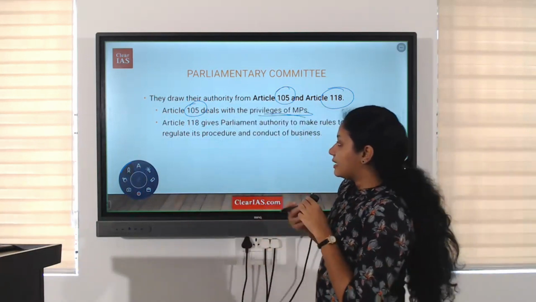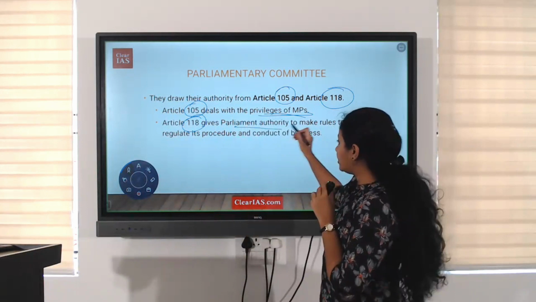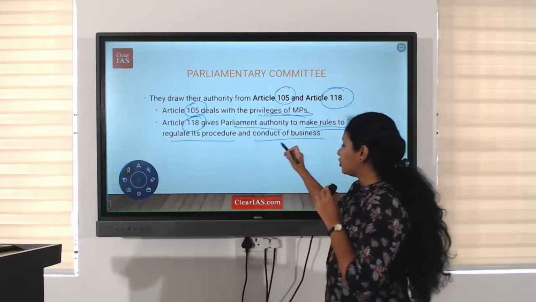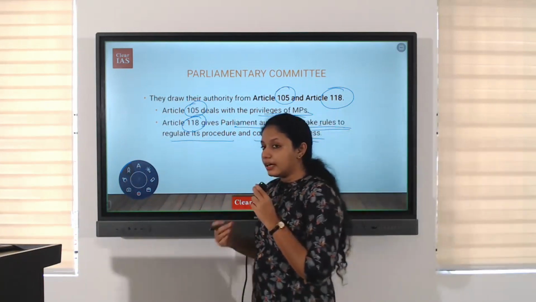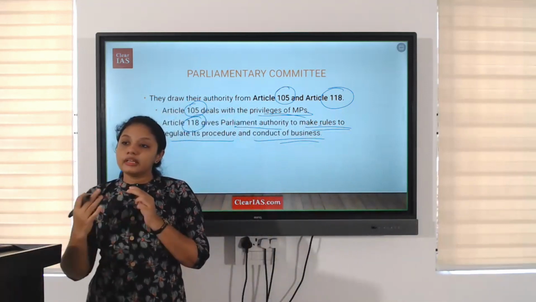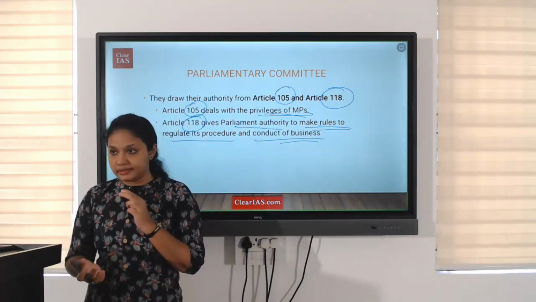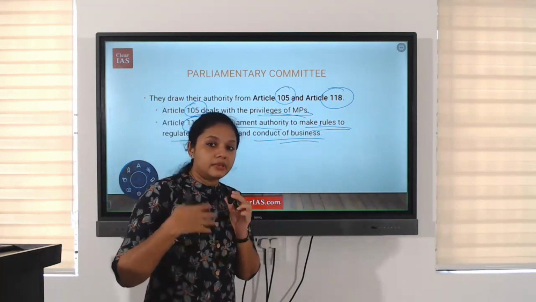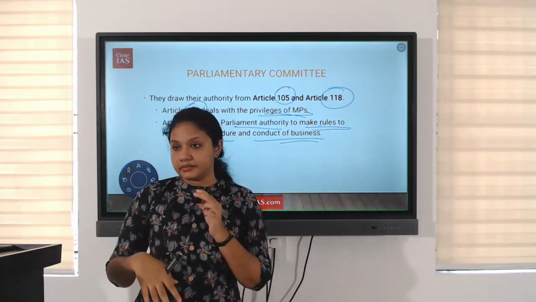Next one is Article 118. It gives Parliament the authority to make rules to regulate its procedure and conduct of business. So under Article 118, the Parliament itself has the ability to make its own rules and conduct its own business. That is the reason why the Speaker or the members of the Parliament constitute the parliamentary committees.